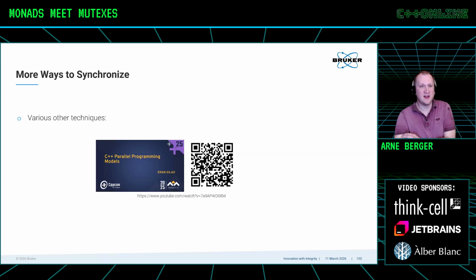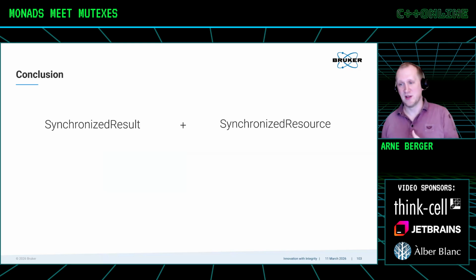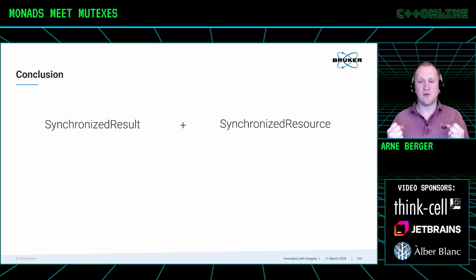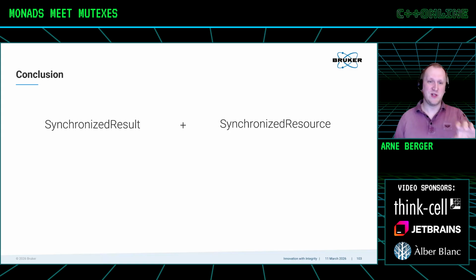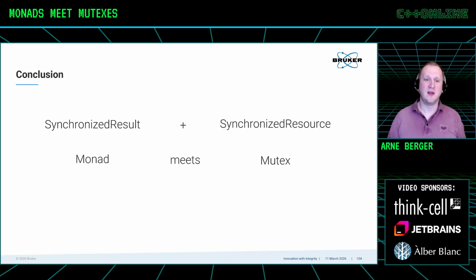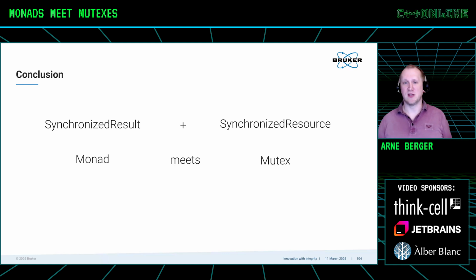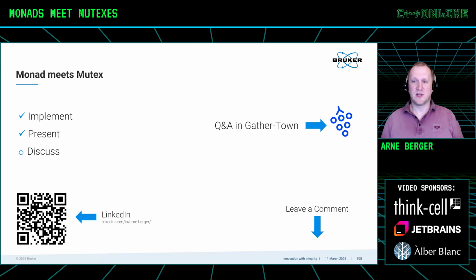And for the conclusion at the end, I want to say something. Okay, I have two classes here, the synchronized result and the synchronized resource, and both of them together are what I propose. And at the beginning, I was saying, okay, I don't know if it's really a monad or if it just looks like one. But what I find mainly is, okay, the synchronized result is the monad, and the synchronized resource is the wrapper around the mutex. And that's why monads meet mutexes in my library class. And that's also the final word about the topic.